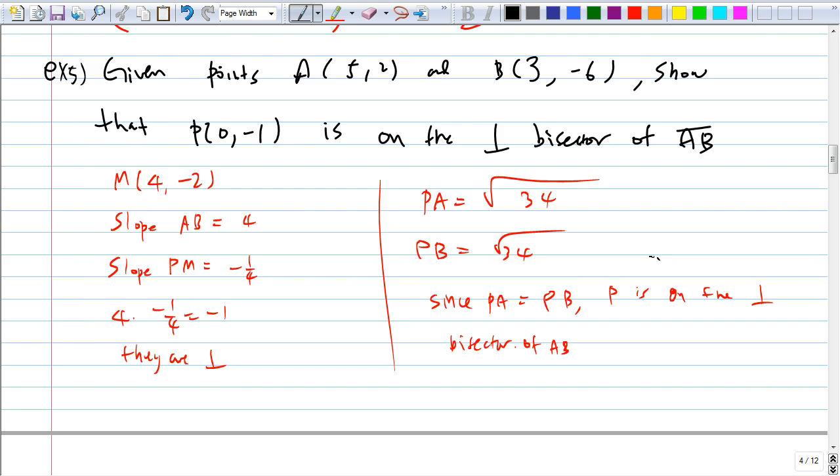Because of that theorem, remember? If a point is on the perpendicular bisector, it's equidistant from the endpoints. Any question? Can you do something like this for your homework tonight? All right, good.